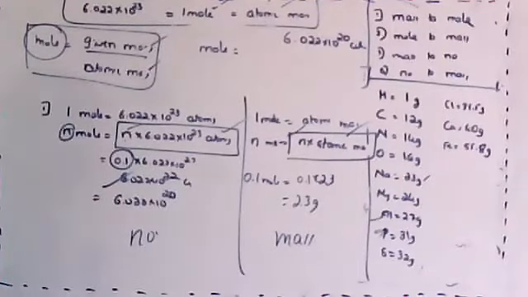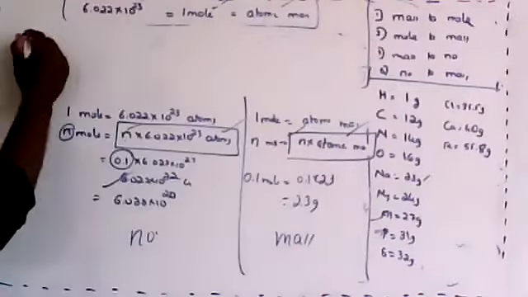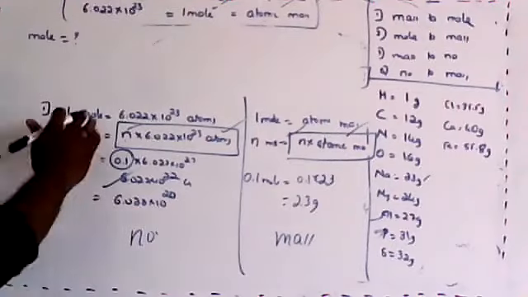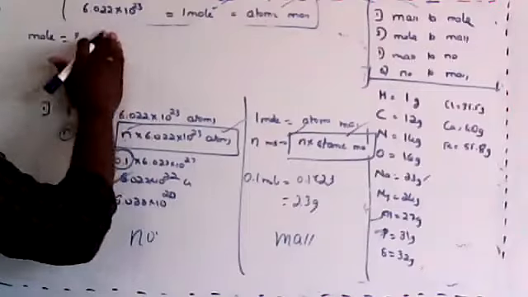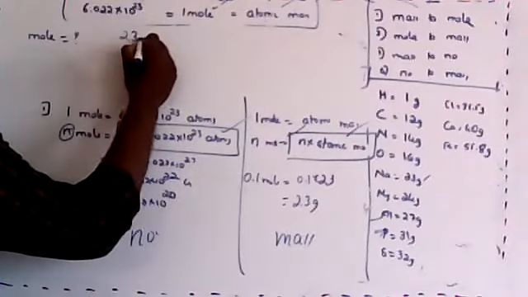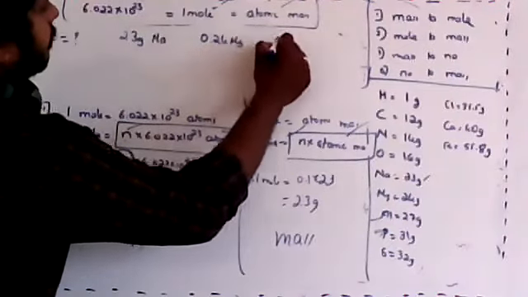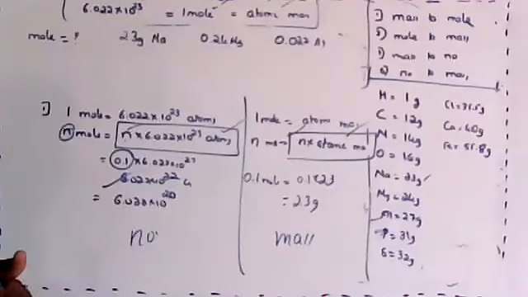Dear students, getting confused? Don't worry. See, I'll just repeat once again. Mole is asked. What is a mole? Imagine I've given you some atomic mass. For example, what I'm asking here is mole, by giving 2.3 gram of sodium, 0.24 gram of magnesium, 0.027 gram of aluminium. In one step, I can calculate the mole.